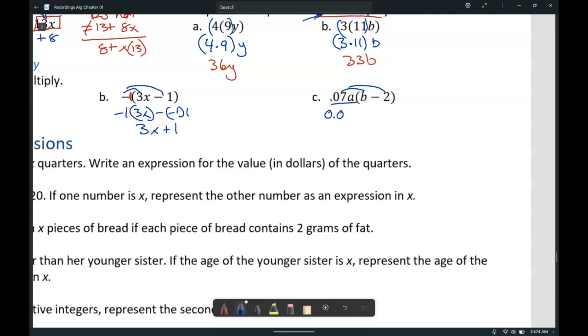So 0.07a times b minus 0.07a times 2 gives us 0.07ab minus 0.14a.